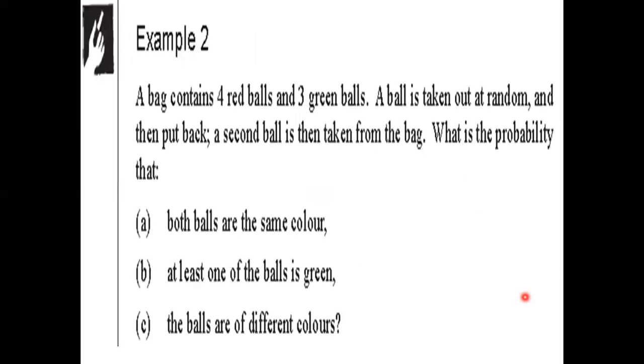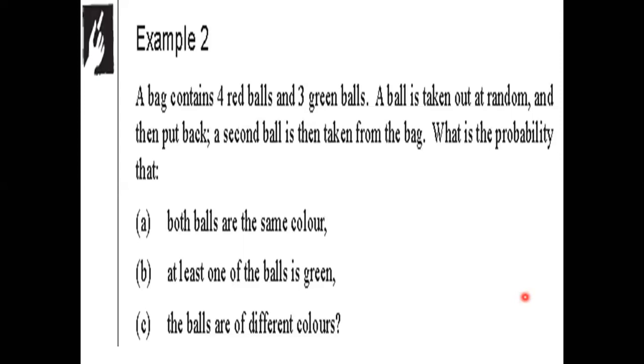Now, here's another example. It says that a bag contains 4 red balls and 3 green balls. A ball is taken out at random and then put back. A second ball is taken from the bag. What is the probability that both balls are the same color? What is the probability that at least one of the balls is green? And the last question says, what's the probability that the balls are of different colors?